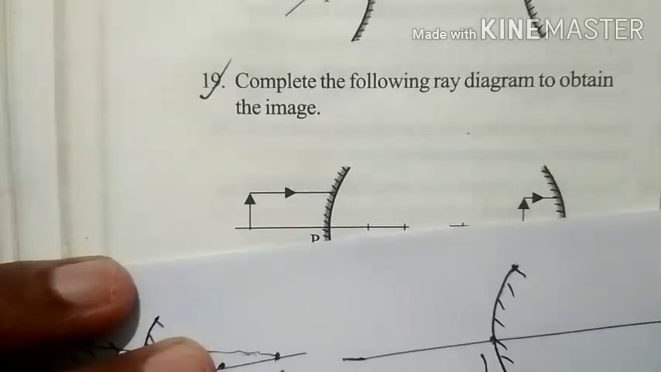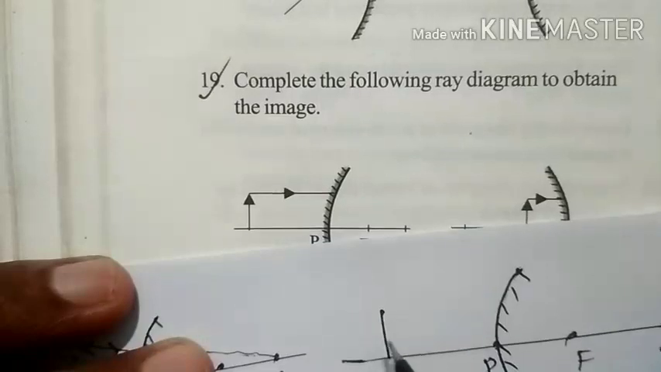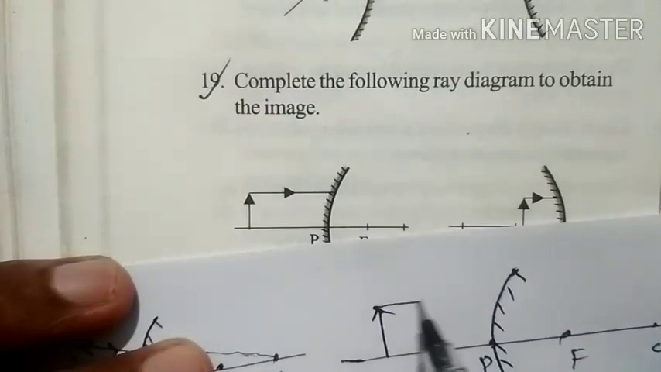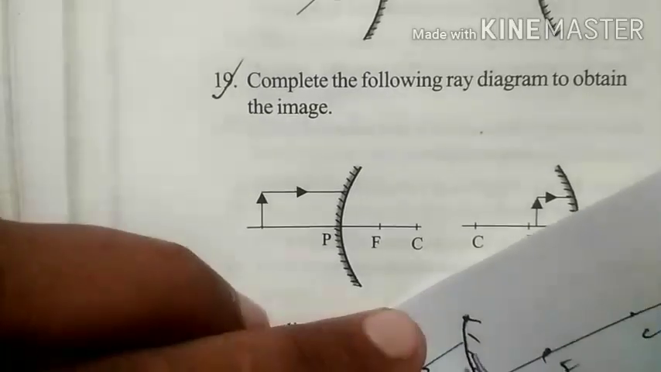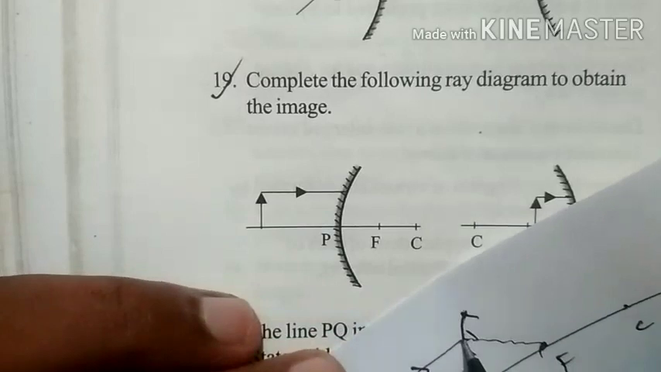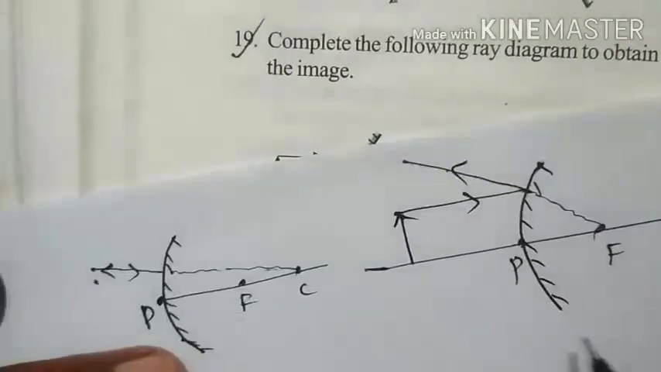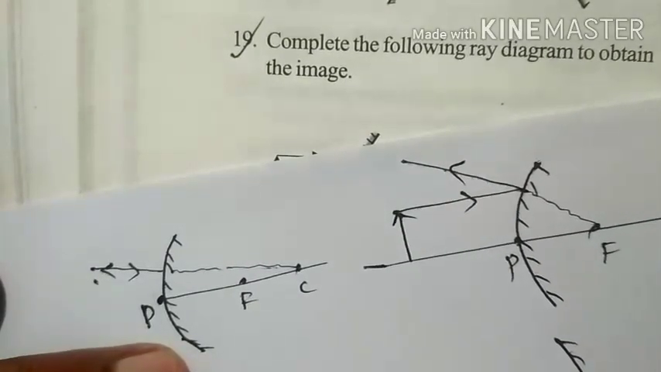And this is pole, focus, center of curvature. So light rays are incident on it. Now you can consider the light rays appear to pass through focus. So this is focus. And next one, concave mirror. So this is concave mirror.